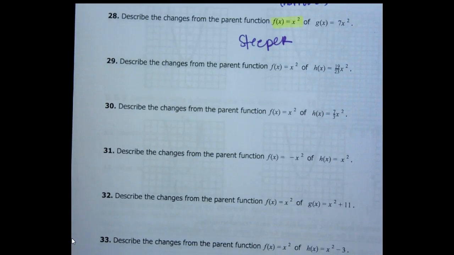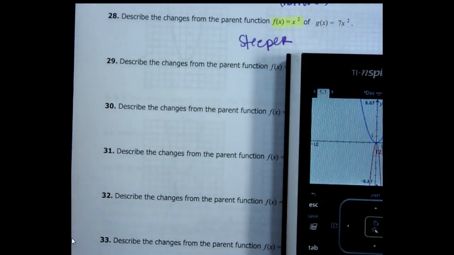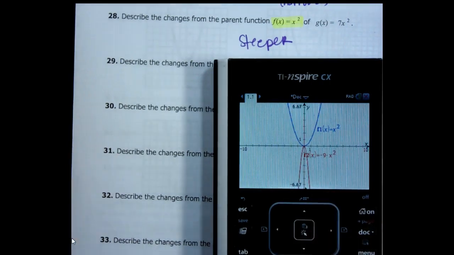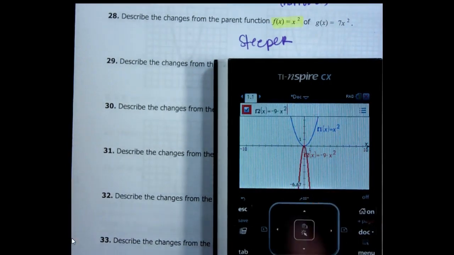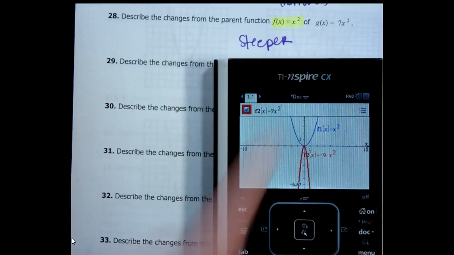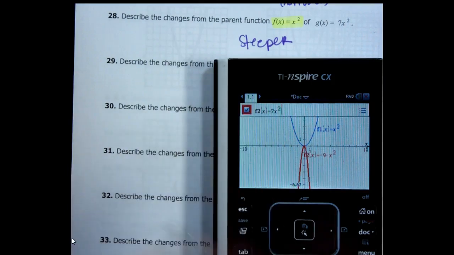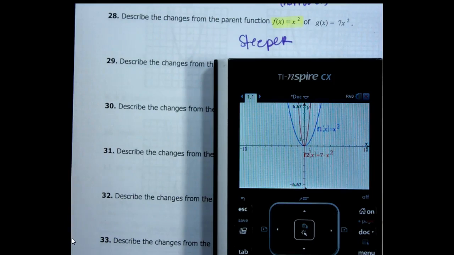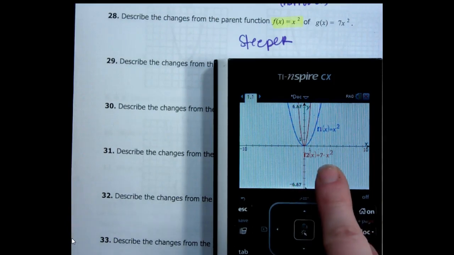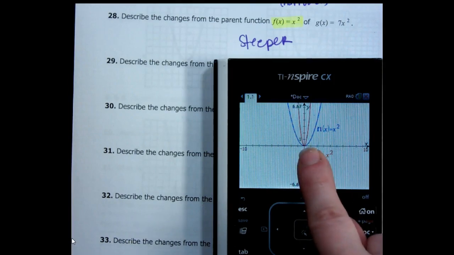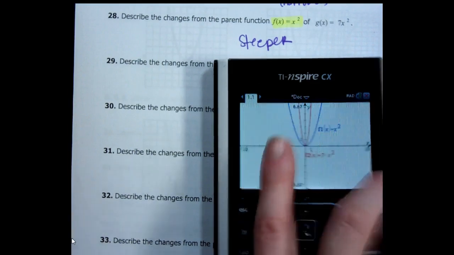Let's check in our graphs and make sure. So I am going to hit tab. I'm going to arrow up, and I'm going to delete out the old one from the previous problem. And I'm going to type 7x squared. So I'm still going to have the blue graph because that's my parent function. But now the red graph is going to change, and it's going to change to the 7x squared graph. So now the red one is the 7x squared. And it is much more narrow, which we call steeper. Okay, so a couple strategies there.